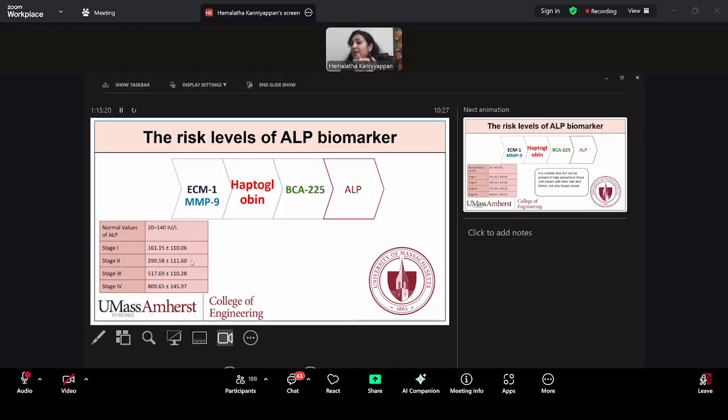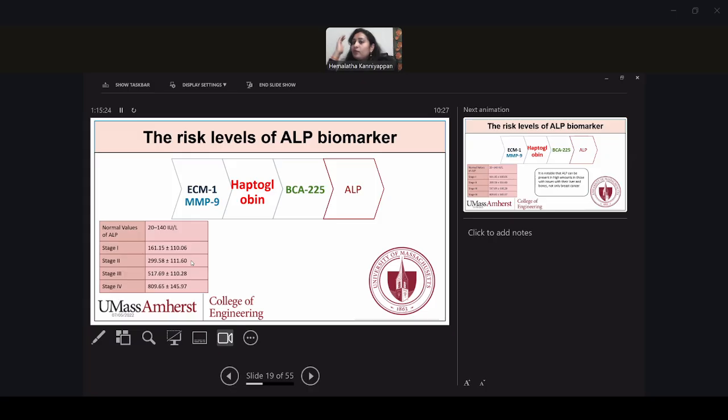For example, this aptaglobin and BCA225 are highly expressed. It is more specific to breast cancer. They are not expressed in any other type of cancers. However, certain biomarkers can be expressed in other types of cancers as well. That will give you a kind of false positive. So to overcome that, we are using more specific breast cancer biomarkers. However, these other biomarkers can express in lower levels at the early stages.